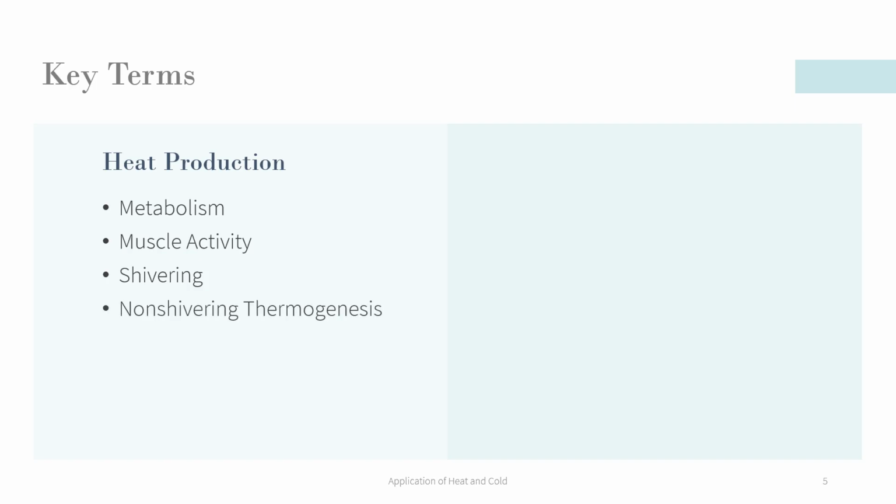Let's break down how our bodies produce heat, transfer heat, as well as regulate heat. First, heat production. The primary source of heat is metabolism, which results from a chemical breakdown process happening inside our cells. Muscle activity also increases heat production, especially during exercise. Shivering is an involuntary muscle contraction that generates heat when the body is cold. And in newborns, non-shivering thermogenesis occurs, which is the metabolism of adipose tissue.